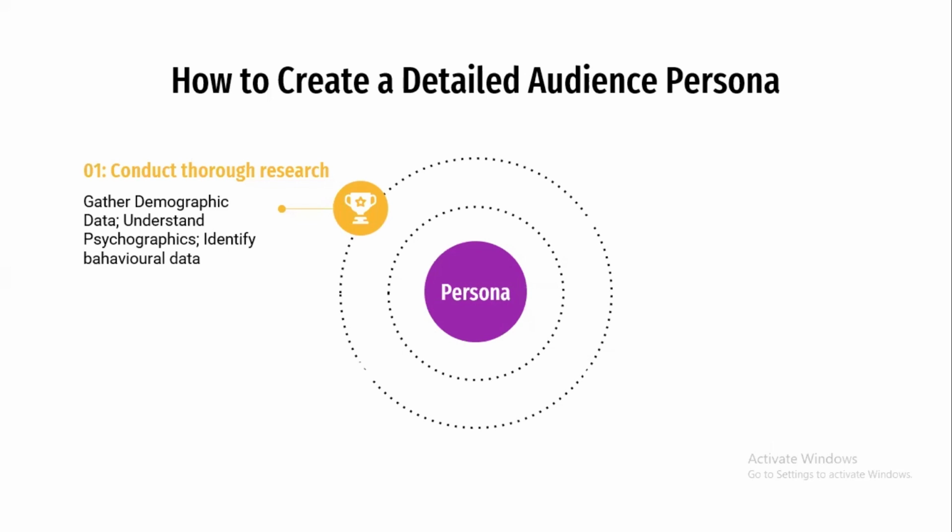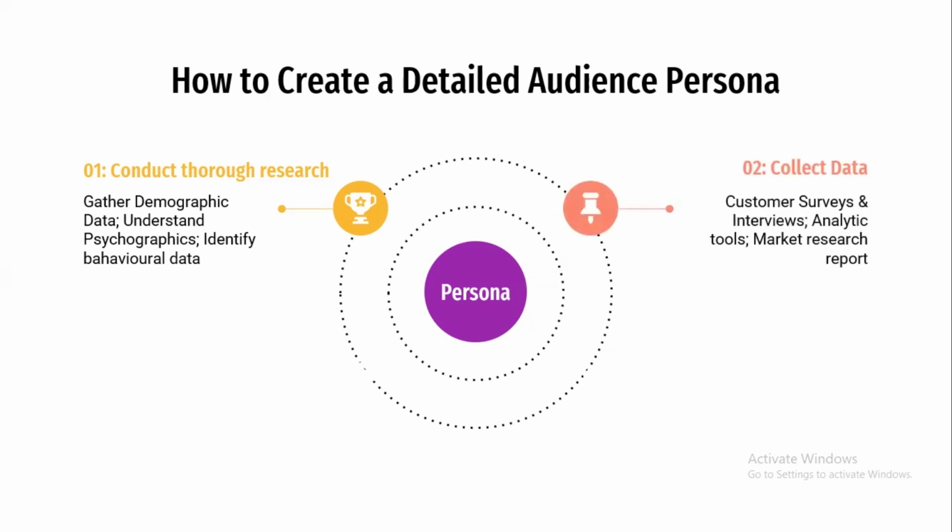It can easily tell us how loyal they will be to our brand and how to easily convert them. We have been able to conduct thorough research by gathering demographic data, which includes age, gender, location, income level, and educational level. We have also understood the psychographics of our audience persona, which include the interests and hobbies, values and beliefs, lifestyles, and personality traits. Then we went ahead to identify their behavioral data, which is buying behavior, product usage, and brand loyalty.